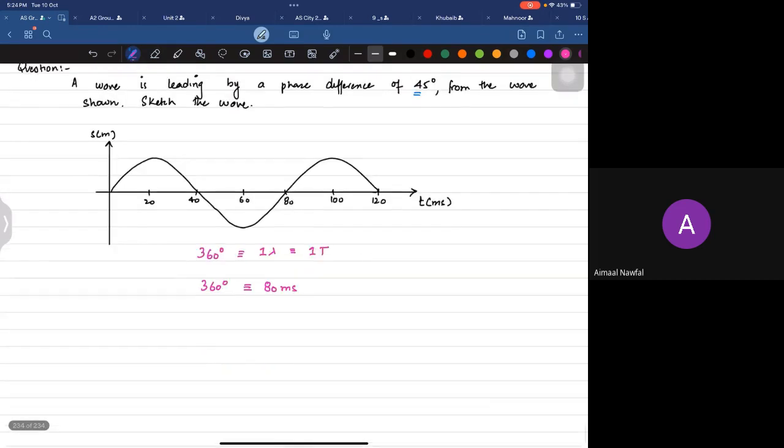Now, what do we need to do? We need to draw a wave which is 45 degrees ahead of this. So what will be the difference if we want to create a wave of 45 degrees forward? I'm going to cross multiply like that, and it's going to be 80 times 45 divided by 360. What would be the answer then? 10.